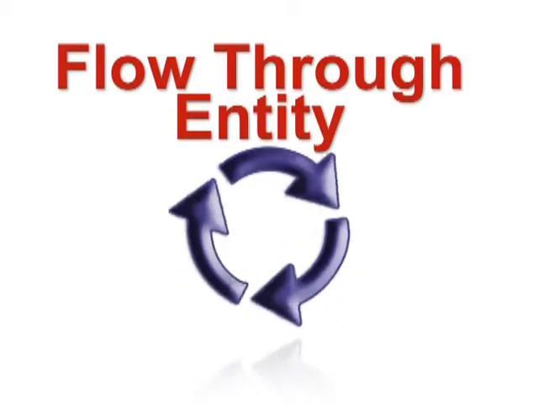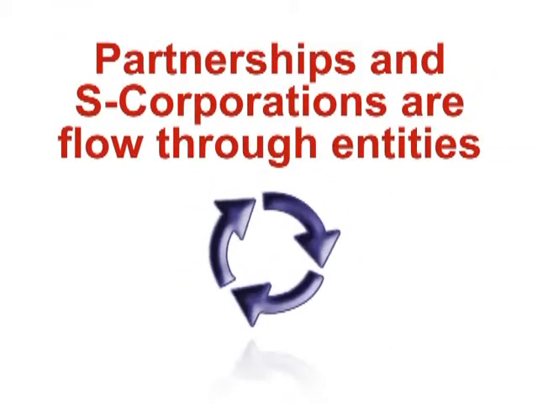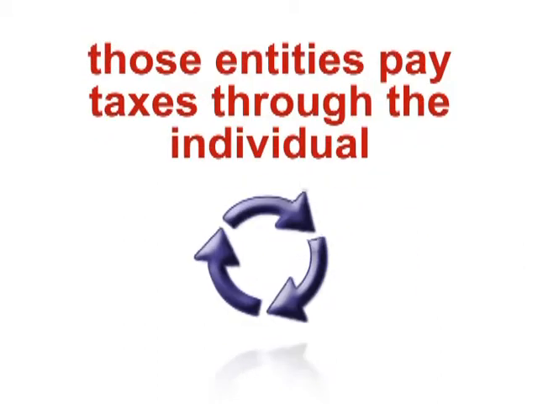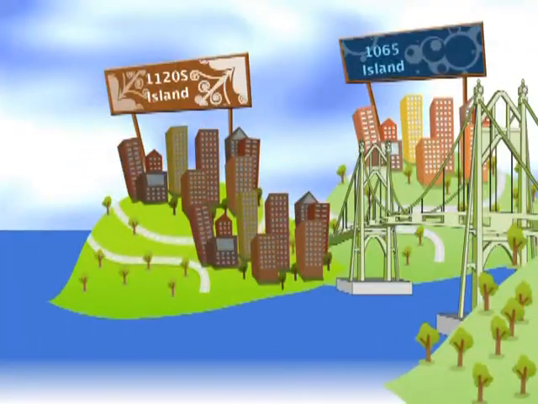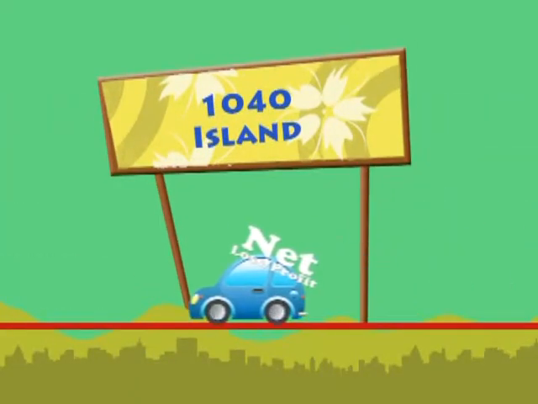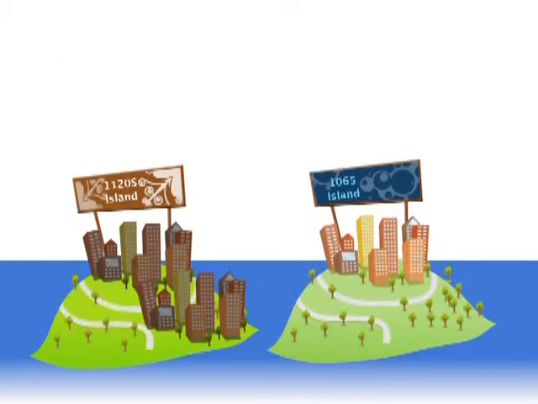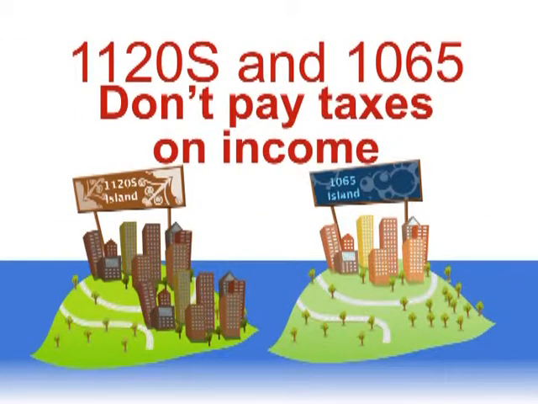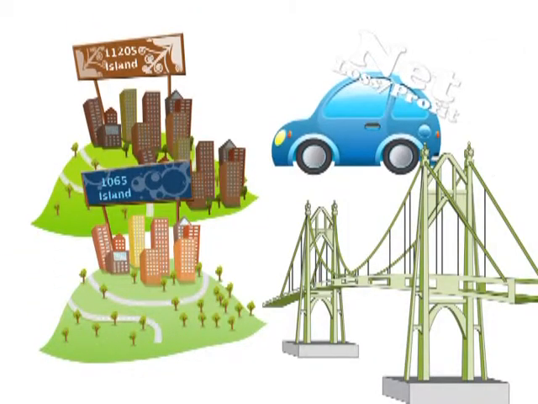One of the most complex topics we have covered is what you will hear in the world as flow-through entity. A partnership and an S-corporation are considered to be flow-through entities because those entities pay taxes through the individual. The profit and loss car drives from the 1120S and 1065 island onto the K1 bridge over to your personal island, the 1040 island. And those islands, the 1120S and the 1065, don't pay taxes on income. Remember the islands, bridges, and cars to help this stick with you.